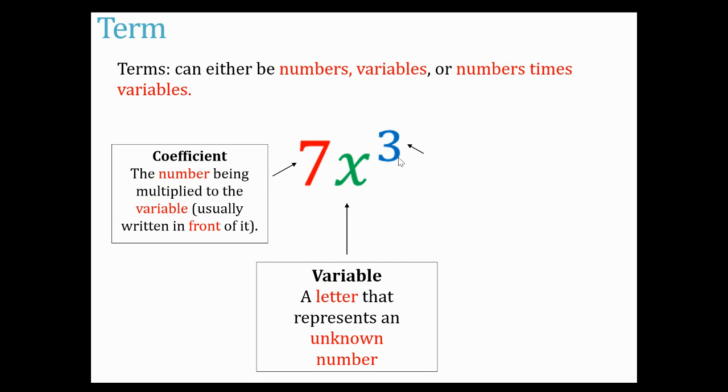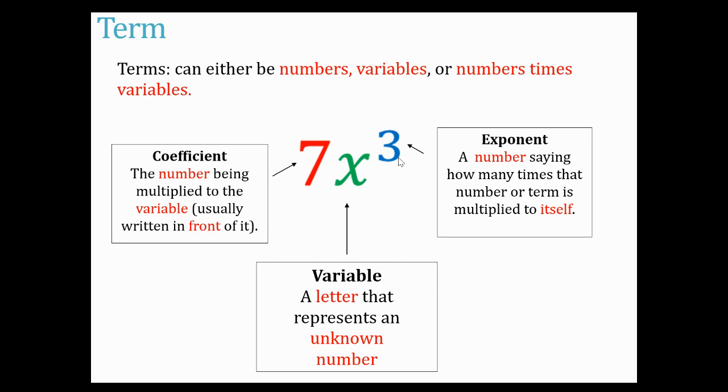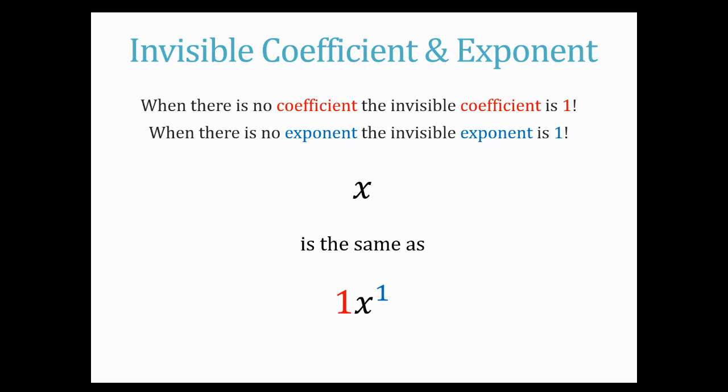Then we have this 3 here, and that's called an exponent. It's a number saying how many times that number or term is multiplied to itself. So this is saying x to the third power, which would mean x times x times x. But instead of writing that out, we use that 3. So hopefully these are all things that you've seen before, especially an exponent. And let's keep moving forward.